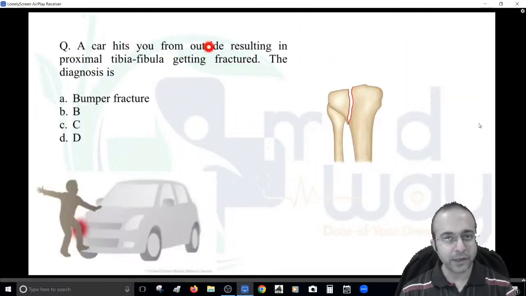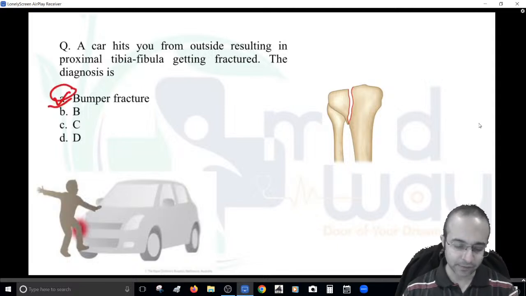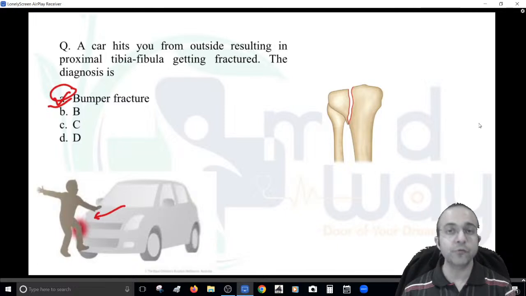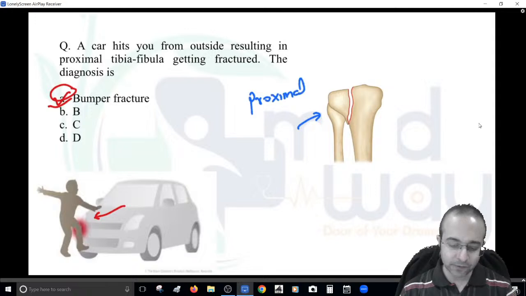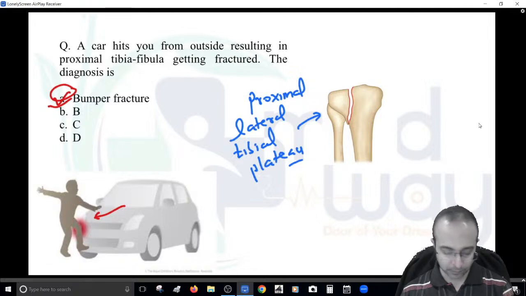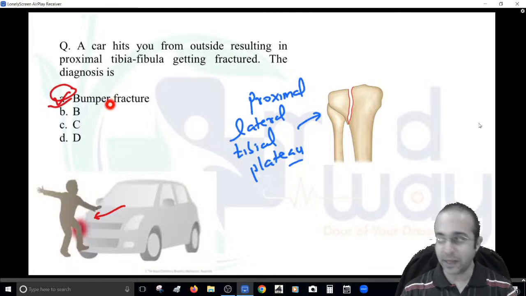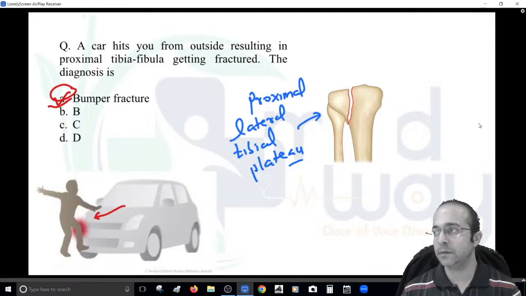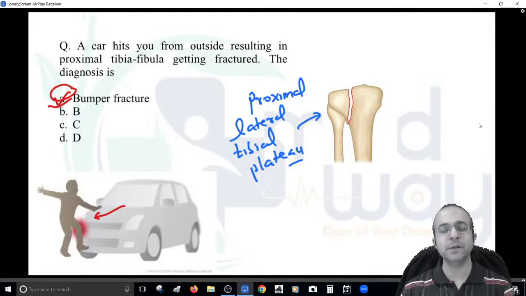A car hits you from outside, resulting in the proximal tibia and fibula getting fractured. What is the appropriate diagnosis? This is just a repeat question from one of the previous FMG exams. The answer here is a bumper fracture. See, a car would hit you from outside. So when something hits you from outside, the proximal lateral tibial plateau would fracture. If the proximal lateral tibial plateau fractures, this kind of fracture pattern where even the fibula can break is what is labeled as the bumper fracture. So clear enough with this, guys? So clear with the answers to these two questions. These questions, I suppose, were from the area of fractures.